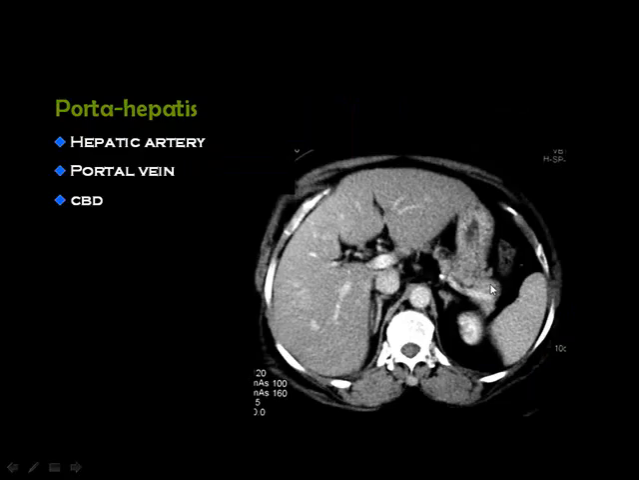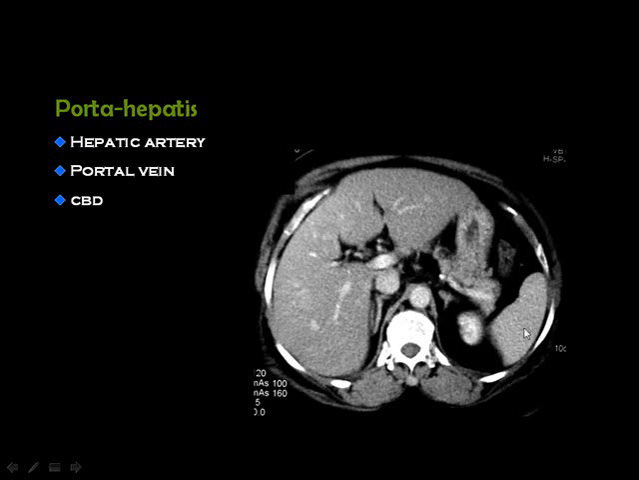Then if you look at the porta hepatis, you can see some fat and you can see the portal vein, because you cannot see the hepatic artery unless you have an arterial phase. You cannot see the common bile duct unless it is dilated. Then the only one which can be identified in the porta hepatis is the portal vein.